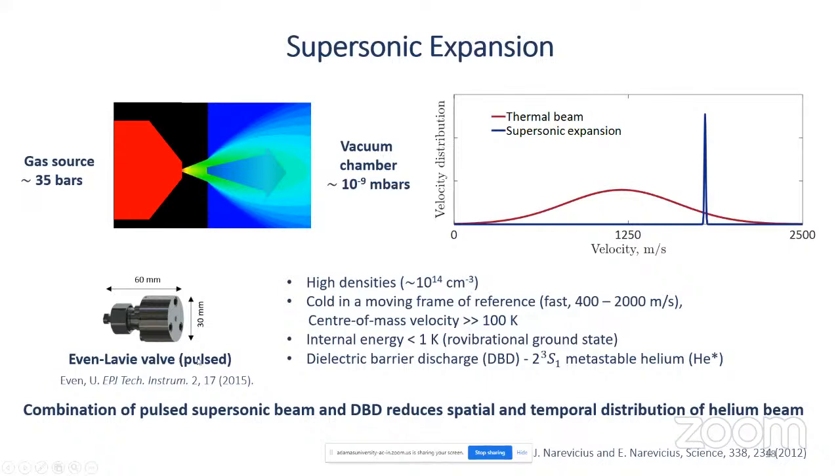Now we have a cold beam that definitely has a very narrow range of rotational or vibrational states, but in a moving frame of reference. How fast? The moving frame of reference is from 400 to 2000 meters per second, right? Now, the internal energy is definitely less than 1 Kelvin. For example, for metastable helium, we have a dielectric barrier discharge placed directly in the nozzle, which further reduces the velocity spread. And actually, for metastable helium, the translational temperature may be as low as 250 microkelvin, right? But it is in a moving frame of reference. It is moving very, very fast.